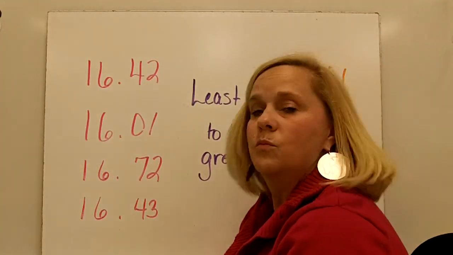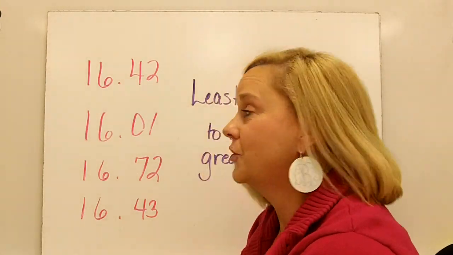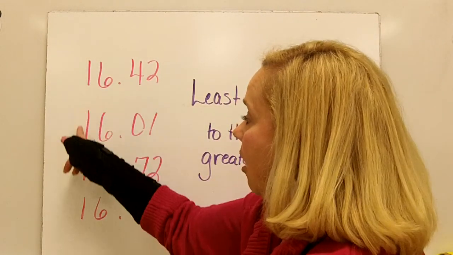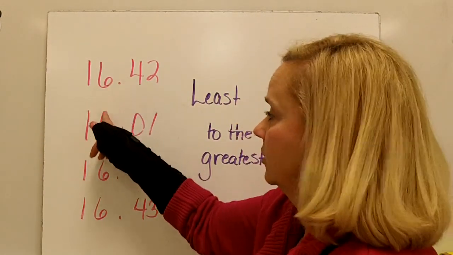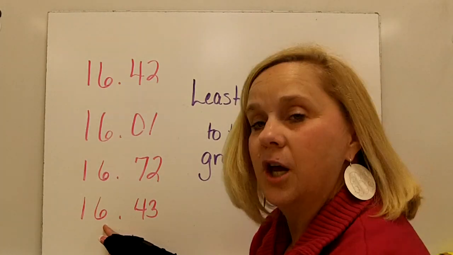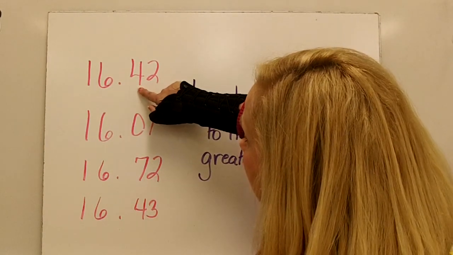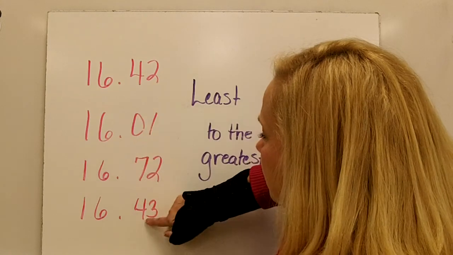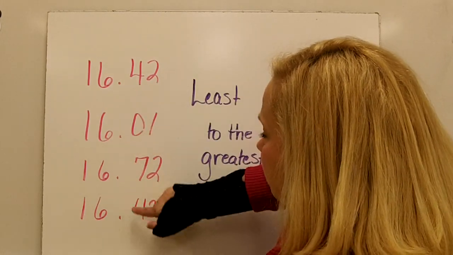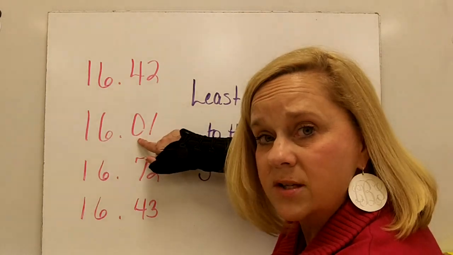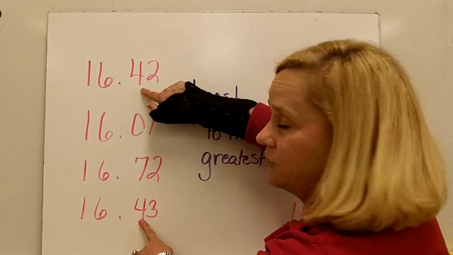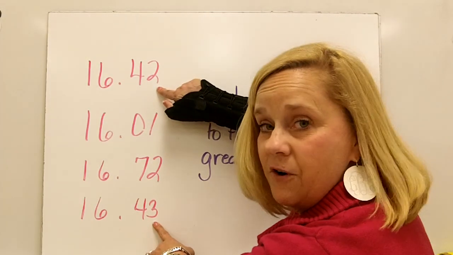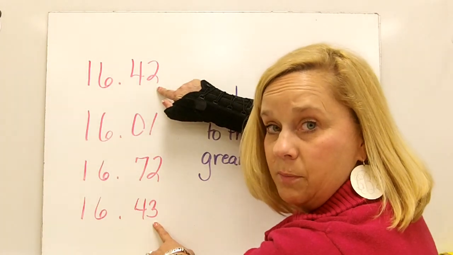Alright, now we're going to go from the least to the greatest. So if you look and notice that all of my whole numbers are the same, there's 16. All of the tens are the same, so we go to the ones. All of the ones here are the same, so now we have to go to the tenths column. I have a 4, a 0, a 7, and a 4. Oh, so I have 2 that have a 4. But I'm going to order from the least to the greatest, so the 0 is the smallest of all of those. And then if you notice, I have 2 that have a number 4 in the tenths place. So when those numbers are the same, then I have to move over and look at the number in the next place over, which would be the hundredths.